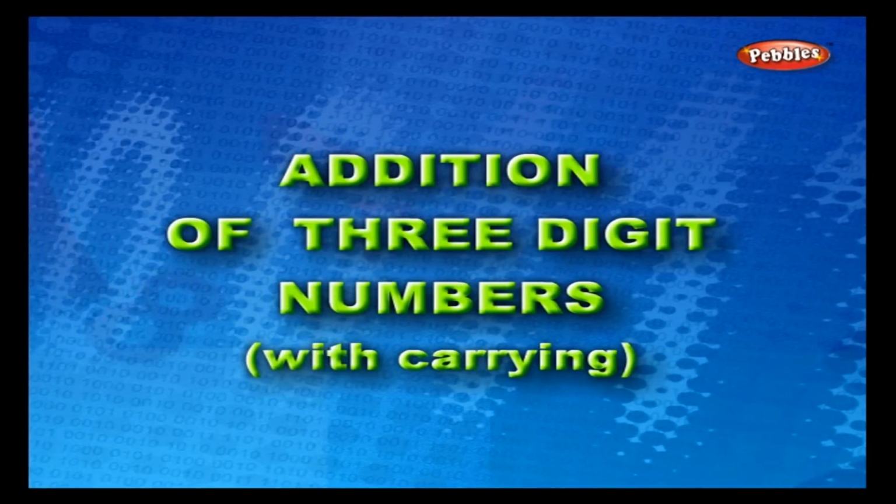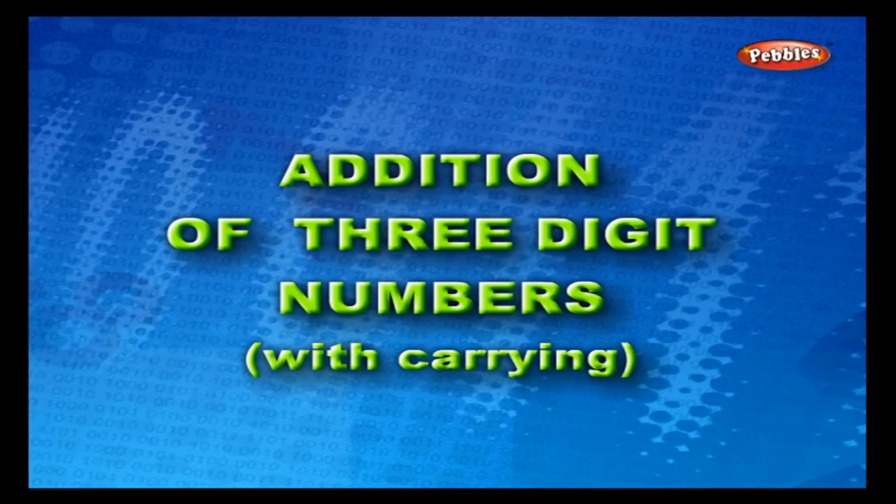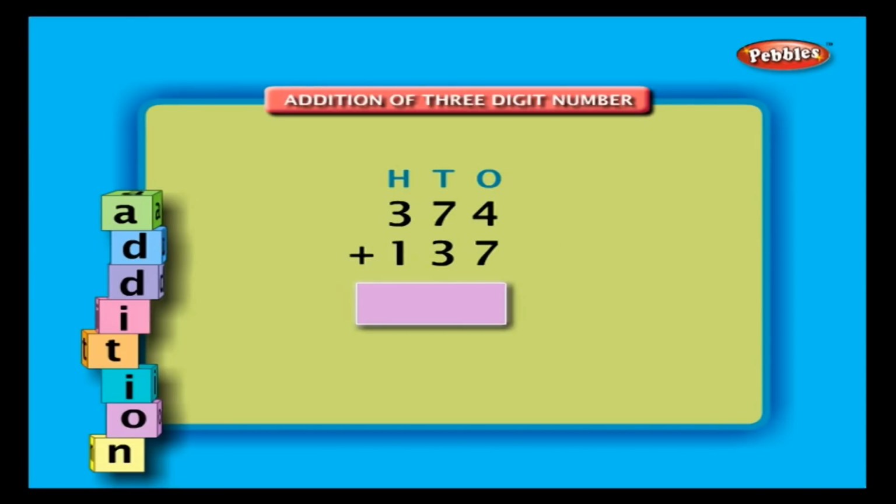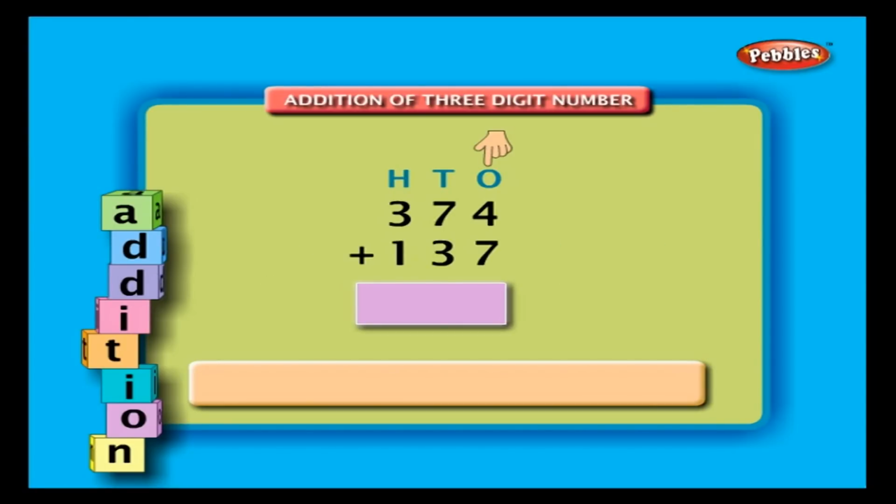Addition of 3-digit numbers with carrying. Example 1. Add 374 and 137. Arrange the numbers in a column. First add the ones column. 4 ones plus 7 ones is equal to 11 ones. 11 ones is equal to 1 tens plus 1 ones. Write 1 below the ones column and carry over 1 tens to the tens column.